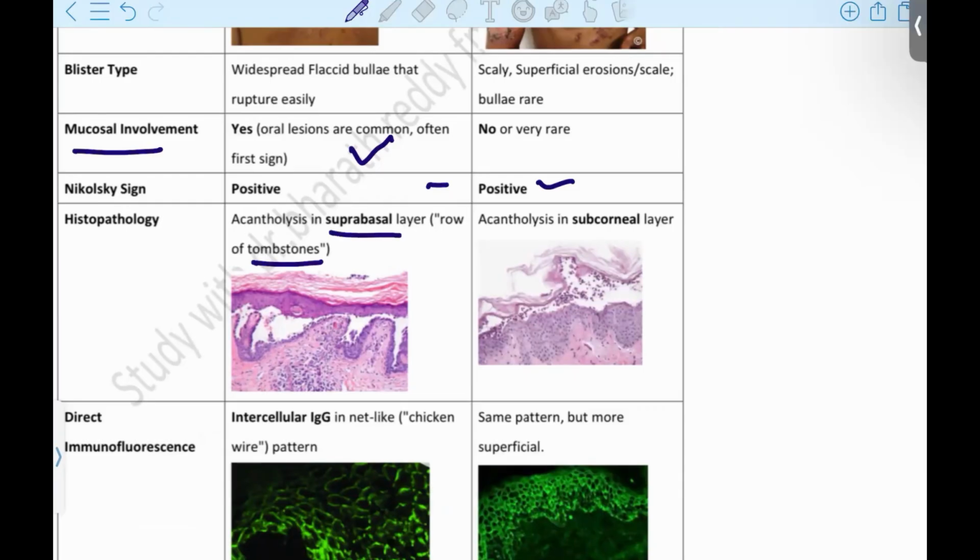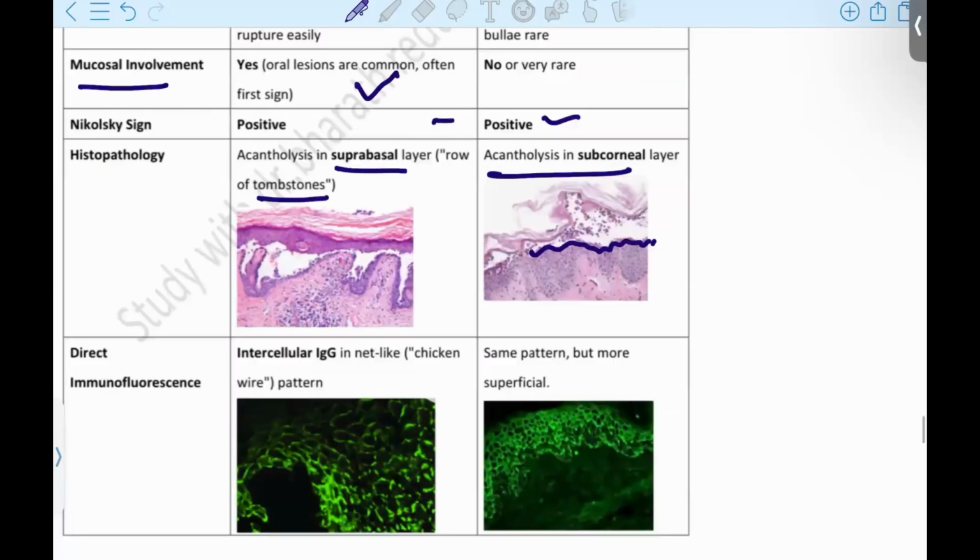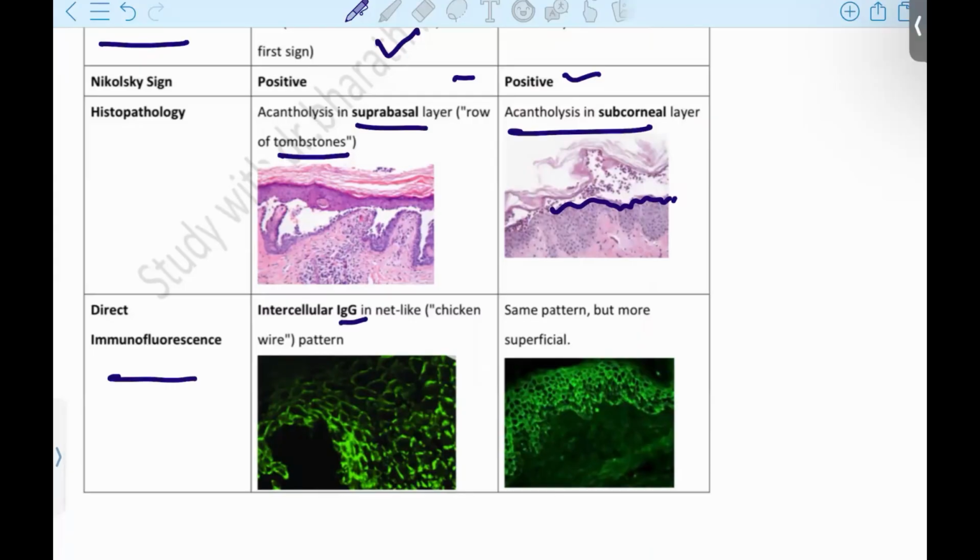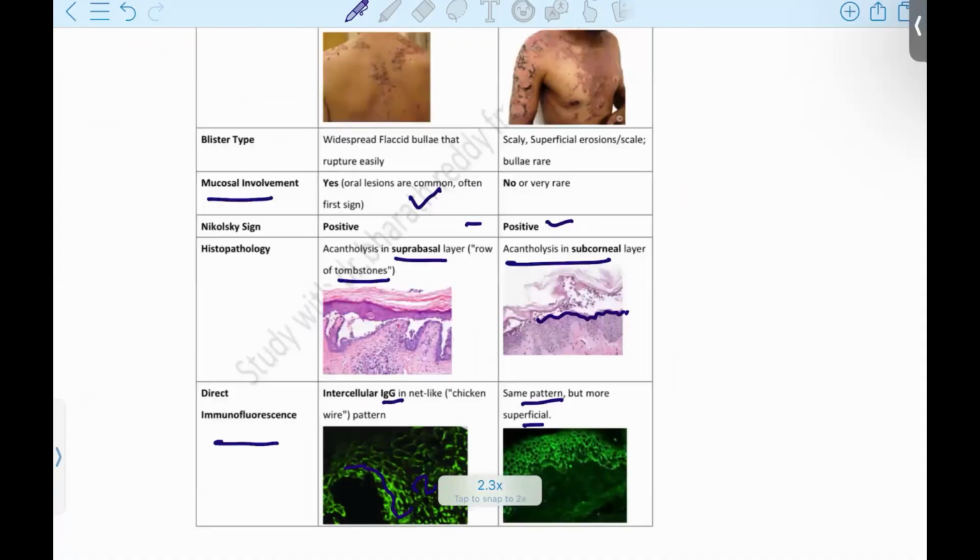And the acantholysis in the subcorneal region, here you can see the acantholysis that is seen in the foliaceus. And in direct immunofluorescence, you will be seeing IgG, okay, a chicken wire pattern. And the same pattern, but superficially seen in the foliaceus. Okay, this is one of the differences between the pemphigus conditions.